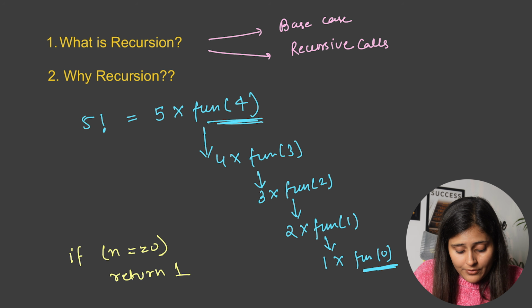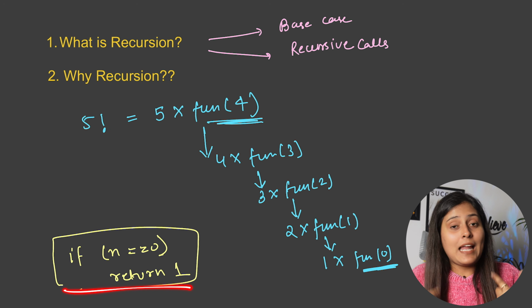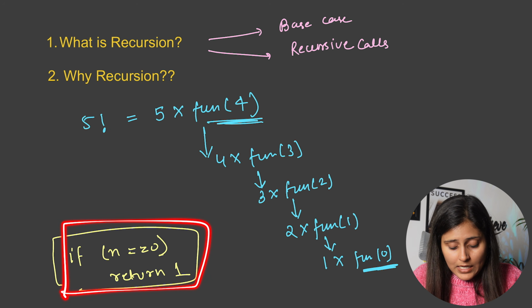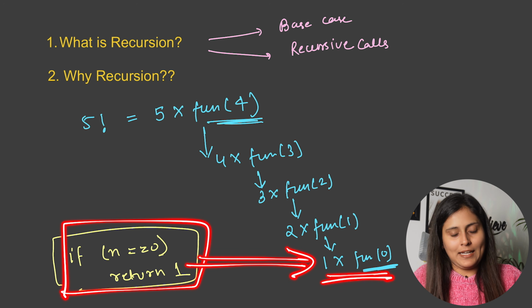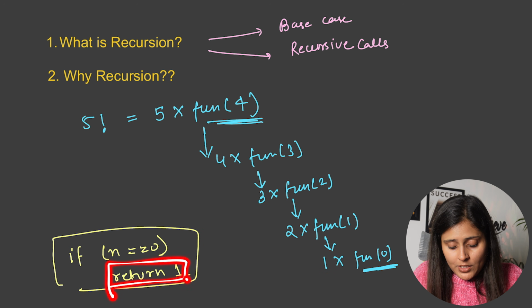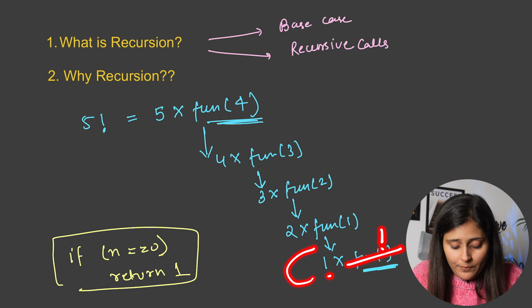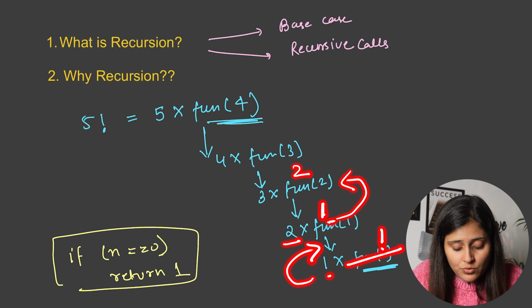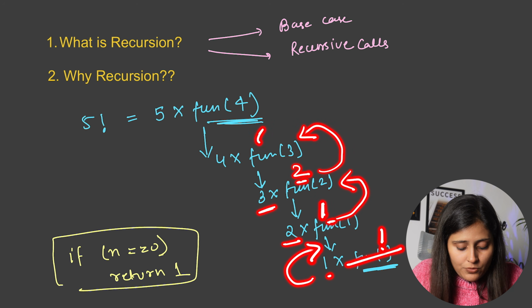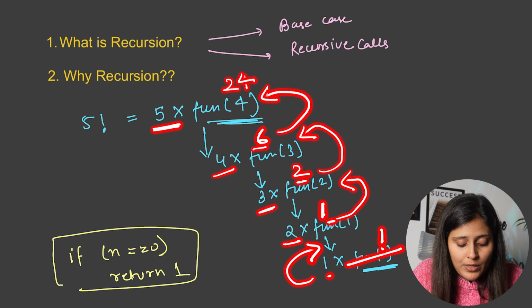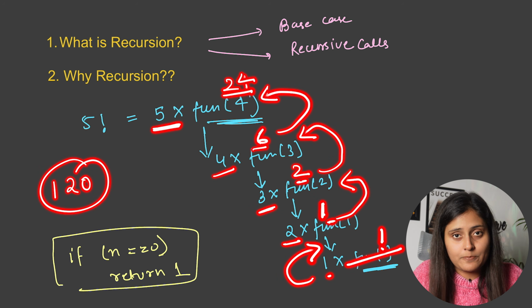So basically we are saving our function call from an infinite loop, and when our n is equal to 0, it will not get stuck in the same function call anymore, but it will return 1. When the 1 is returned to function 0, the answer will be 1 here, and 1 into 1 returns 1. Now 2 into 1 is 2, which is returned to function 2. Now 3 into 2 is 6, and this 6 will be returned to function 3. Now 6 into 4 is 24, and this 24 will be returned to function 4, and now the last 5 into 24 means 120 will be the final answer. So this is what recursion means.